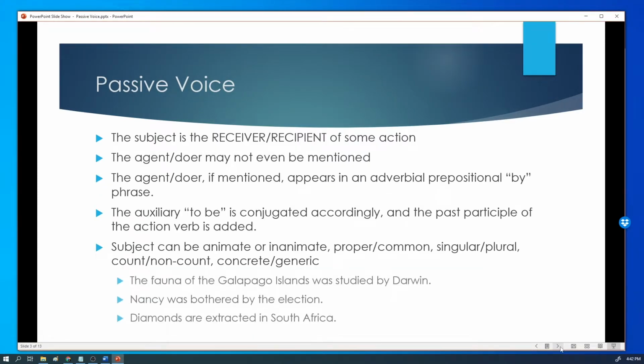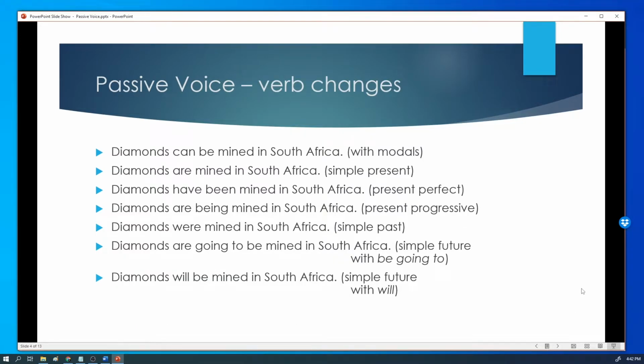In these examples, was is past tense, was is past tense, are is present tense. So the verb to be is the verb that shows the verb tense. Here are so many different verb changes that you can do with passive voice.